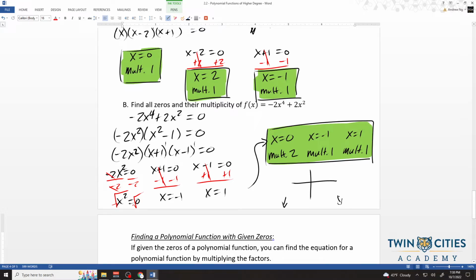Now let's take a look at my zeros. Well, x equals 0, so I'm going to put a point there. X equals negative 1, so maybe right here. And x equals positive 1, maybe right here. At negative 1, the multiplicity is odd, meaning it's going to cross. So it's going to cross this. Okay, maybe I made this a little bit too wide. Let's do something like this.